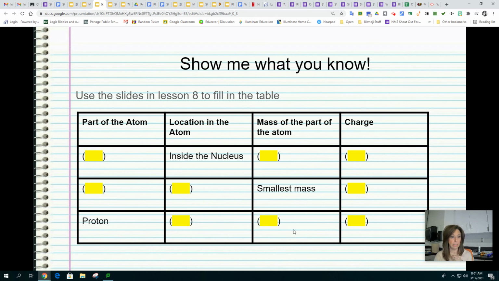And then what charge do each have? Remember I mentioned there's a little tip, proton starts with a P. So what charge does that have? Once you figure that out, then you might be able to figure out the charges of the other two.